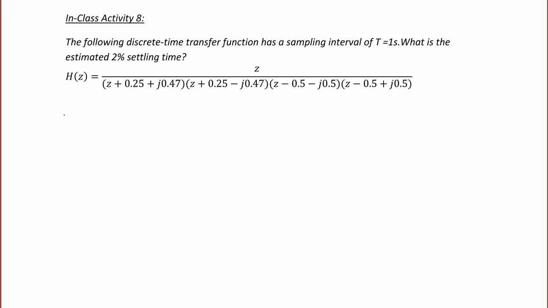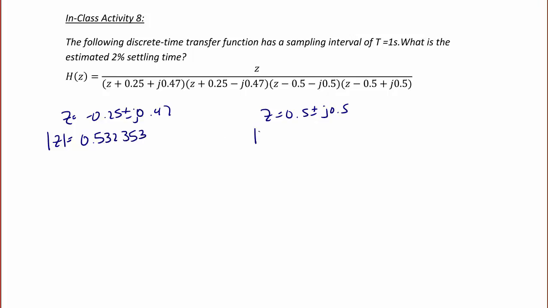Over here, we will have z equal negative 0.25 plus or minus j 0.47. And over here, z is equal to 0.5 plus or minus j 0.5. So over here, the magnitude of z is 0.532353. Over here, the magnitude is 0.707. So thinking about what we talked about earlier, we already know that the one furthest away from the origin is this one. So these are going to be my dominant poles, but we will go through and do the math to confirm.